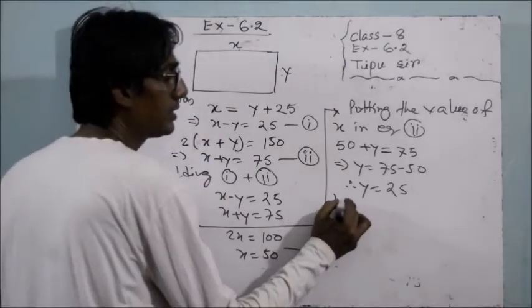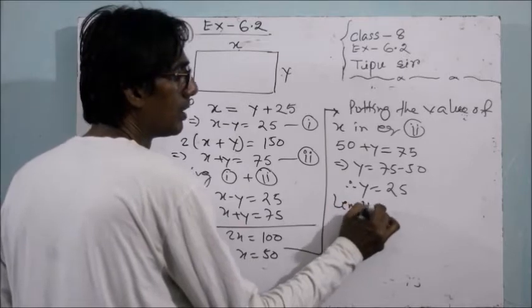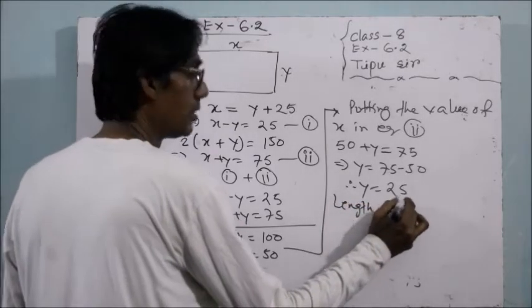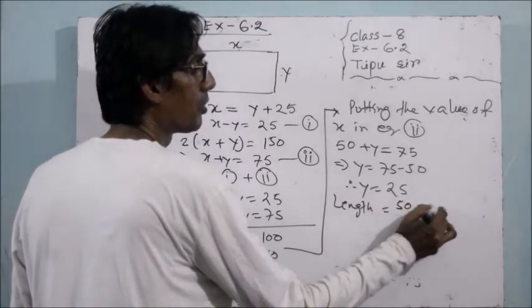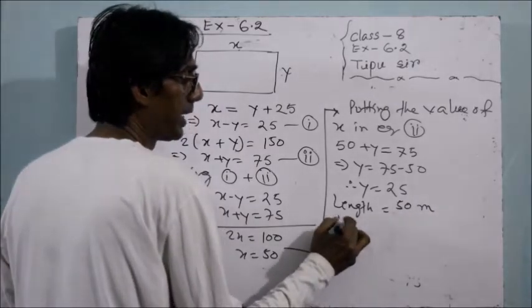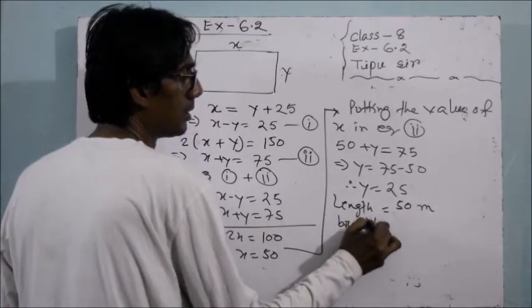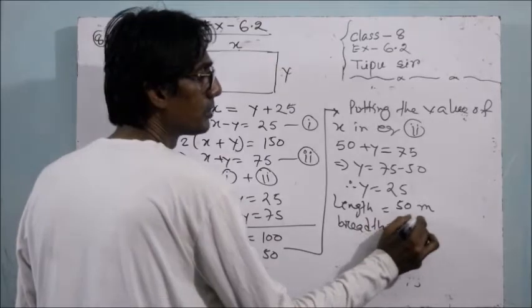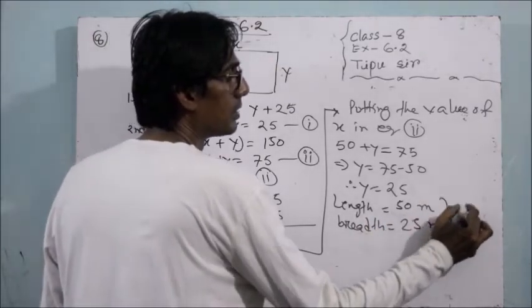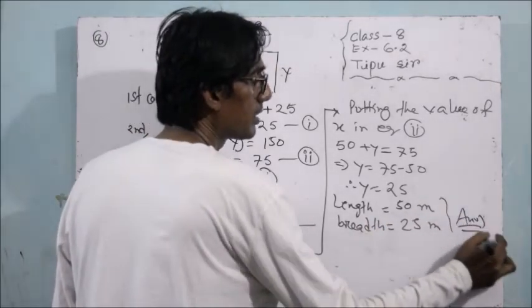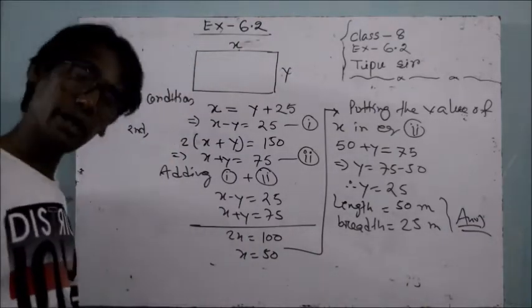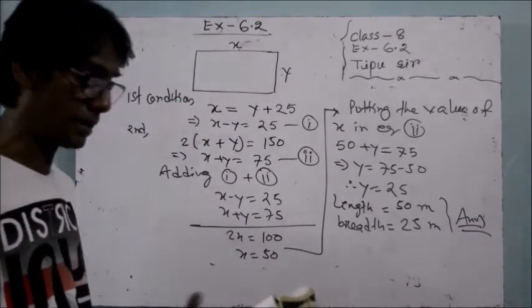So length is equal to 50 meters, and breadth is equal to 25 meters. This is the answer. So math number 8 is solved. Now math number 9. Okay.